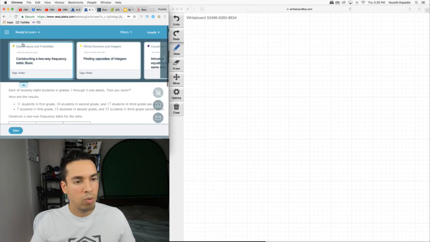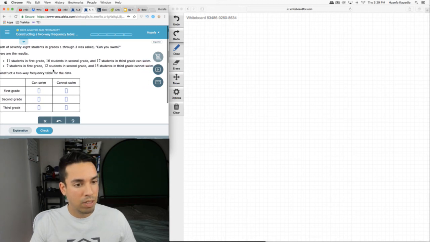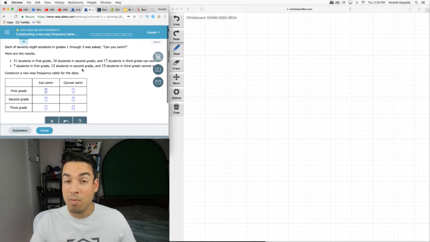Constructing a two-way frequency table. Each of 78 students in grades 1 through 3 was asked, can you swim? Here are the results. 11 students in first grade, 16 students in second grade, and 17 students in third grade can swim. So what is this table? This table is just a way to organize the data that we're getting from this survey. So let's just put it down as we read it.